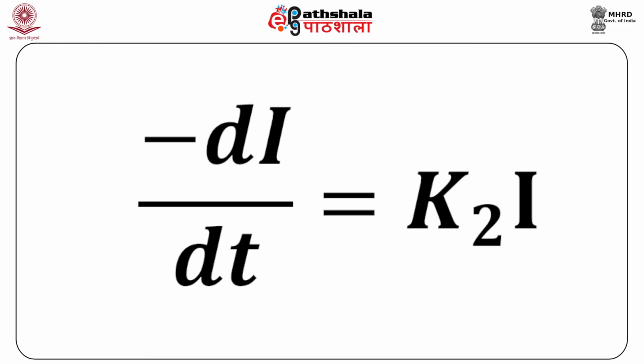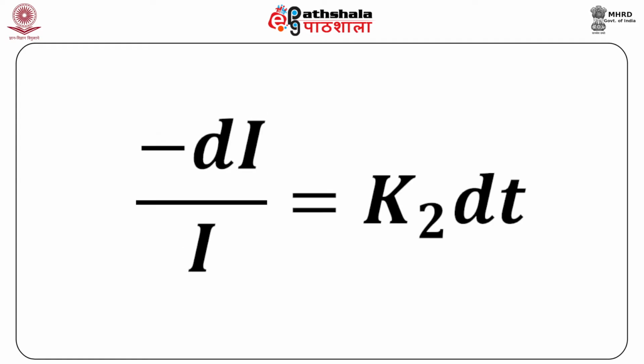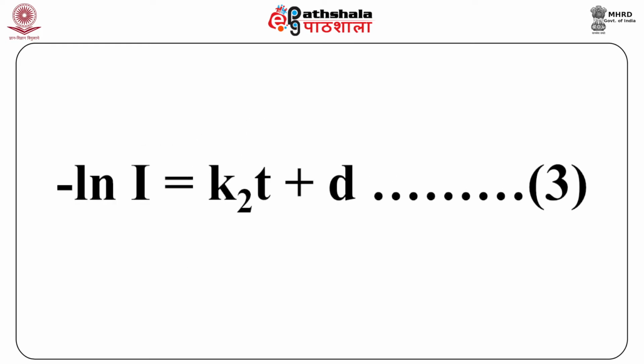Introducing the constant of proportionality K2, the equation can be written down as minus dI by dt is equal to K2I. The terms are rearranged to give minus dI by I is equal to K2 dt. On integrating the above equation, we get minus ln I is equal to K2t plus D. This is the equation where D is the integration constant.